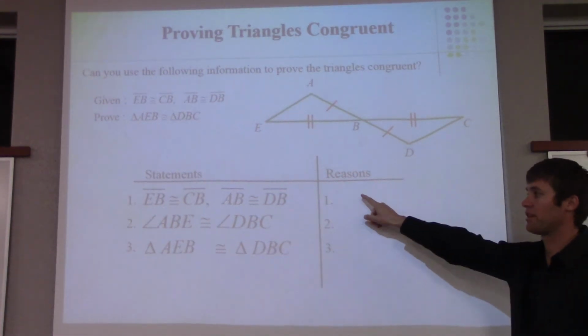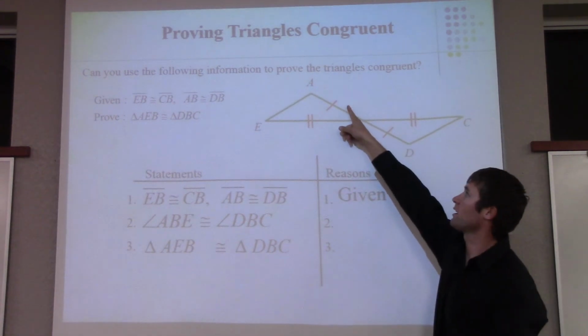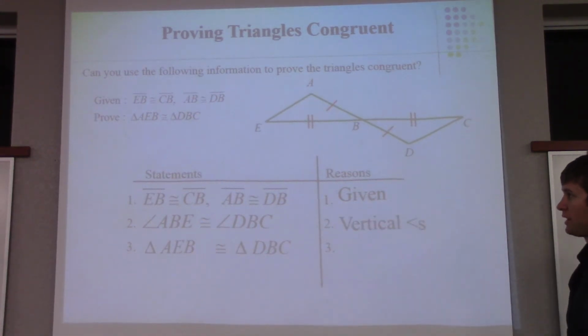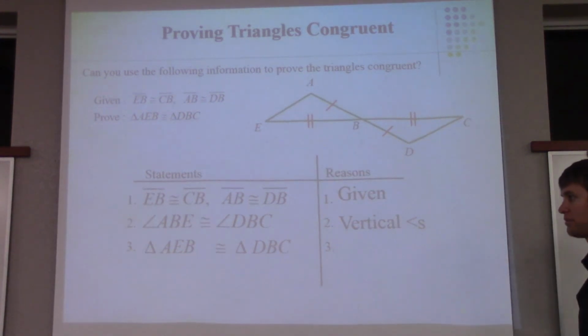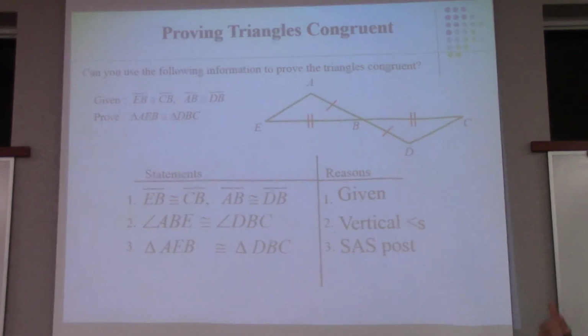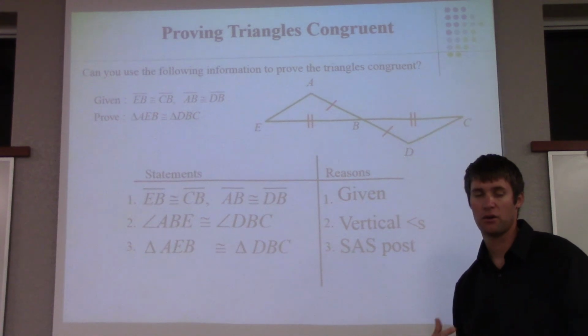So how do I know that those sides are equal? It's given. How do I know that this angle here is congruent to this angle? Because it's vertical. And so now I have a side, angle, side. So how do I know the triangles are congruent? By side, angle, side. So that's our lesson for today. Two ways that we can prove that triangles are congruent: side, side, side, or side, angle, side.